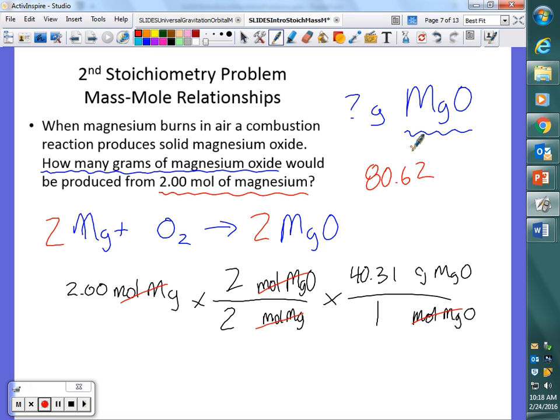80.62. But how many significant digits does our answer need to have? Three. Remember that our significant digits are always based on the number that we started with, and there are only 3 significant digits in that number because both of those zeros are significant because they're after the decimal. So your answer here should be 80.6 grams of magnesium oxide. All right, does that make sense?